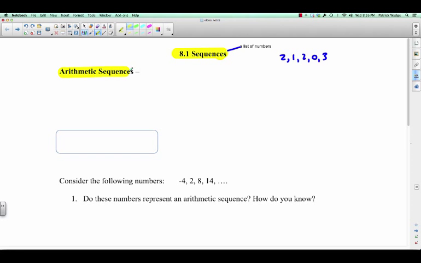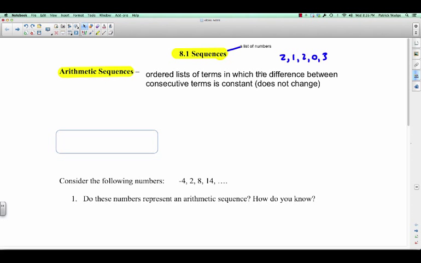This is, you're probably saying to yourself, arithmetic sequences. No, this is actually pronounced arithmetic sequences. Weird, eh? What's an arithmetic sequence? It's an ordered list of terms in which the difference between consecutive terms is constant. It doesn't change. The difference between terms doesn't change. It sounds confusing, but it's really not that hard.